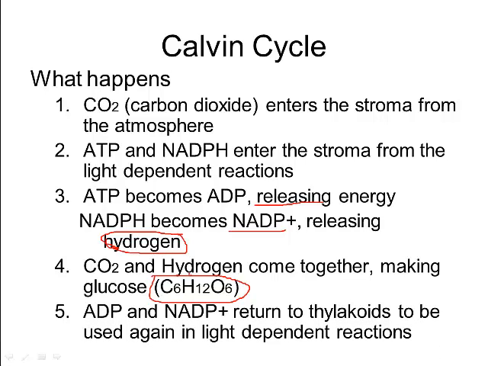The ADP and the NADP+ that were just reduced over here go back to the thylakoids, and they will get used again in the light-dependent reaction. So they're going to get recycled by this whole process. And then the light-dependent reactions can happen again. We get the energy again, and then this whole thing just keeps happening over and over again, back to the Calvin cycle.